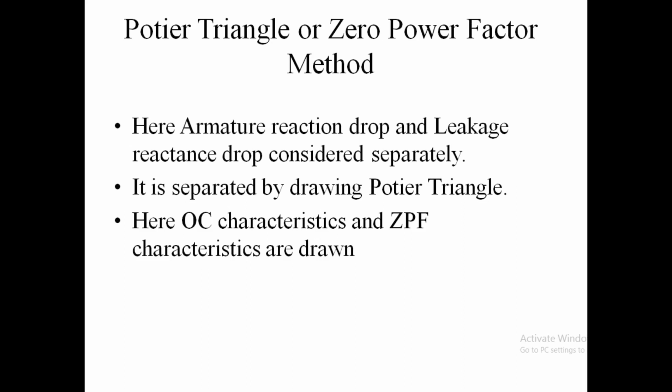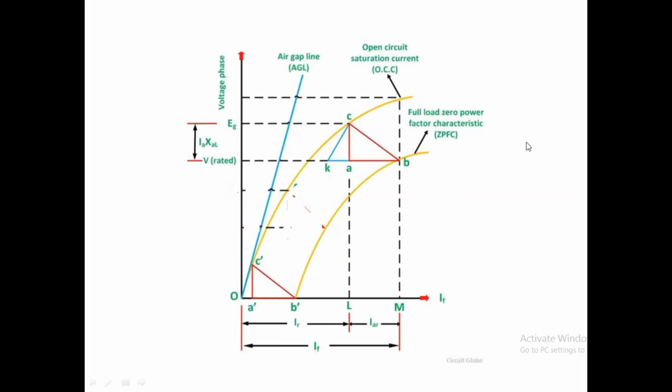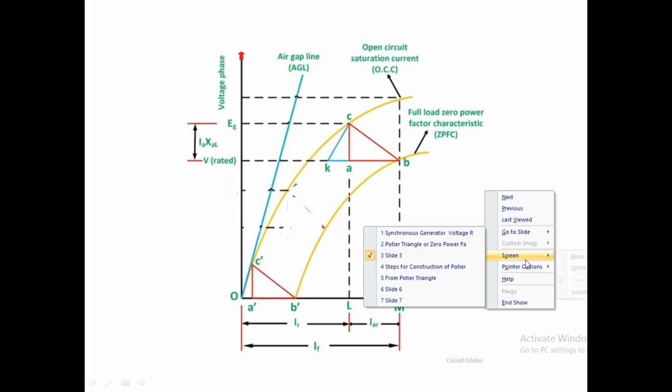And these drops are separated by drawing a Potier triangle. So in this method, we require to know how we draw that Potier triangle. For that, we require two characteristics. One is the OCC curve and another one is the ZPF curve. So in this diagram, you can see those things.